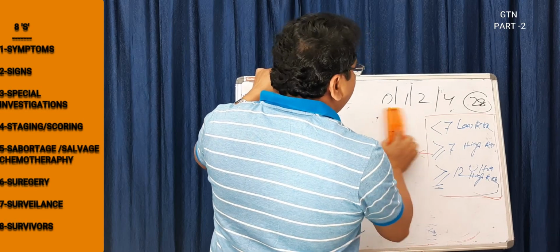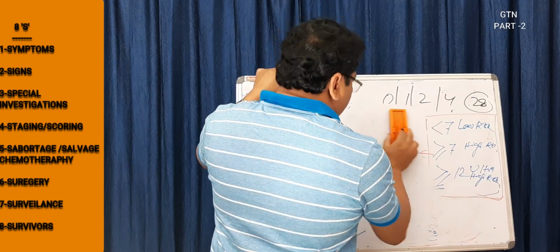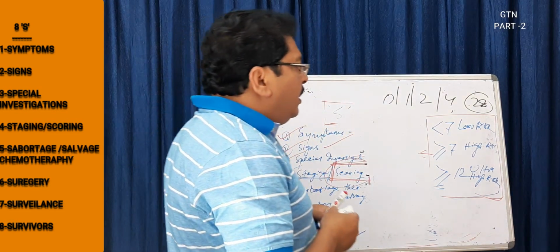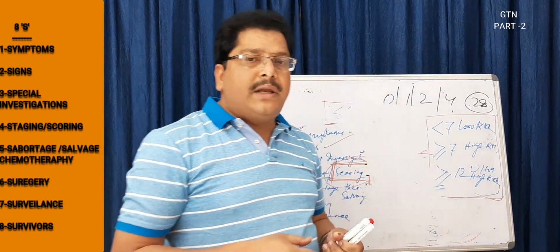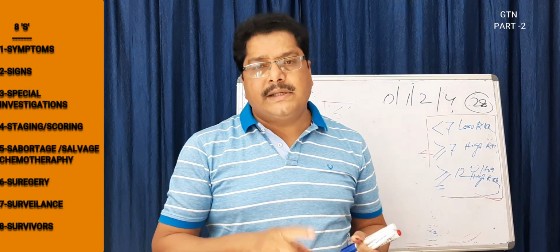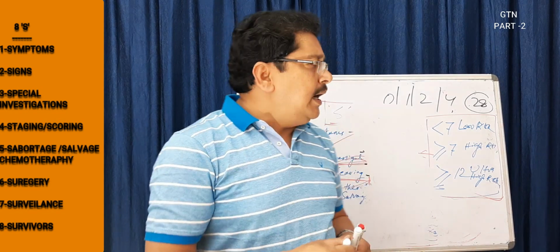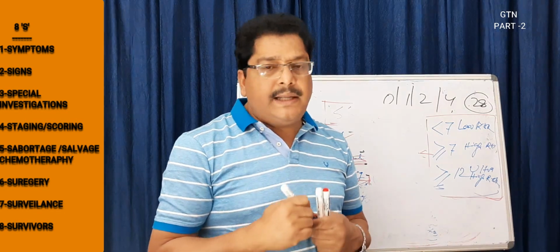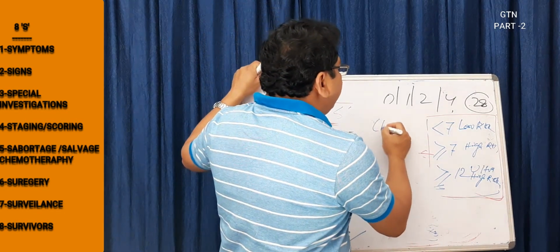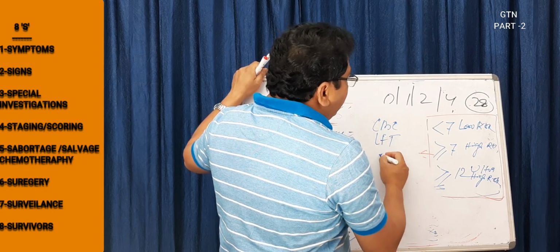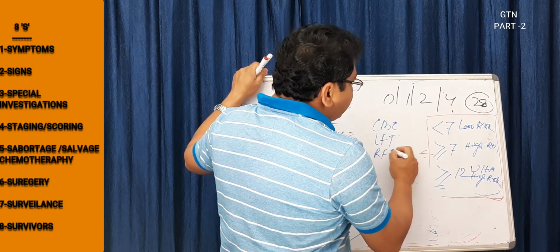Then something during the chemotherapy is what we will do. Before giving the next cycle of chemotherapy, we must examine the patient, we must examine for the response, we must examine for anything negative happening, and we must do the blood tests. Three blood tests are very much necessary: one is CBC, another is LFT, another is renal function test.